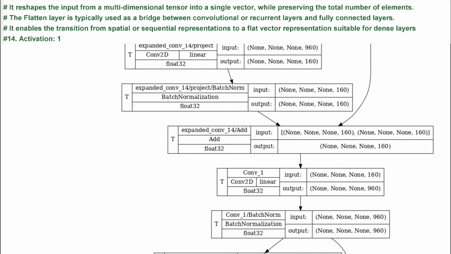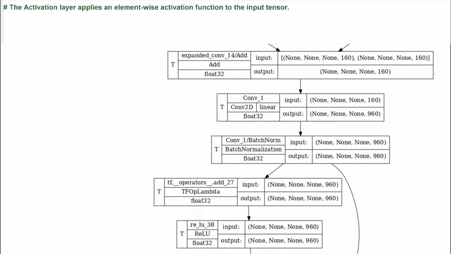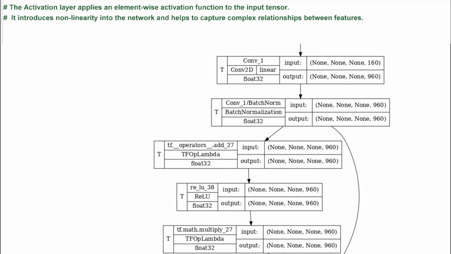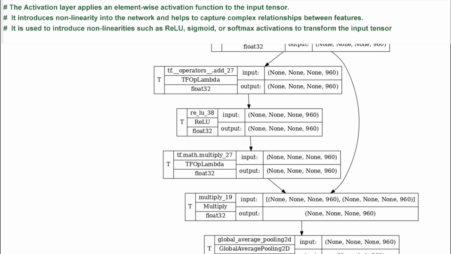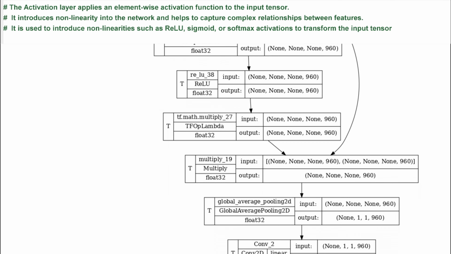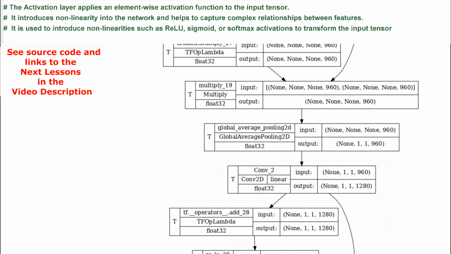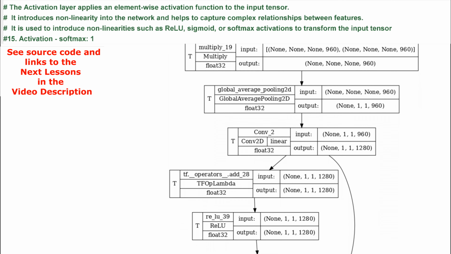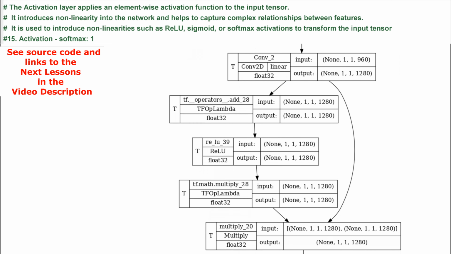14. Activation, 1. The activation layer applies an element-wise activation function to the input tensor. It introduces non-linearity into the network and helps to capture complex relationships between features. It is used to introduce non-linearities such as ReLU, sigmoid, or softmax activations to transform the input tensor.